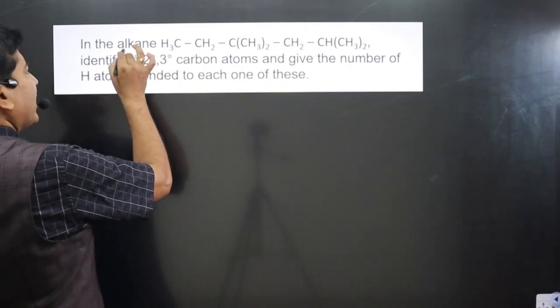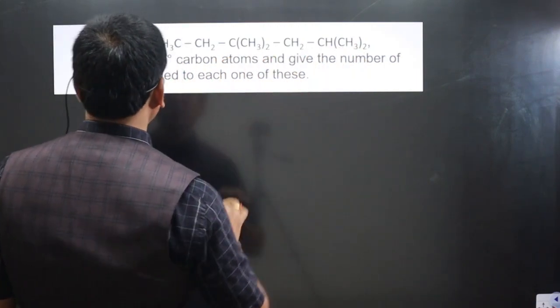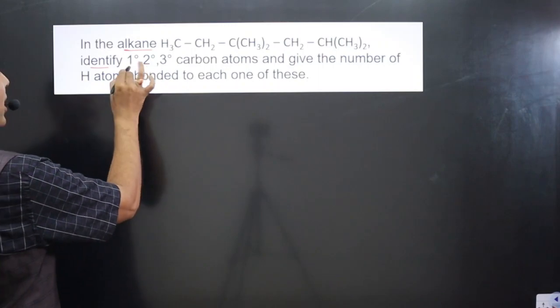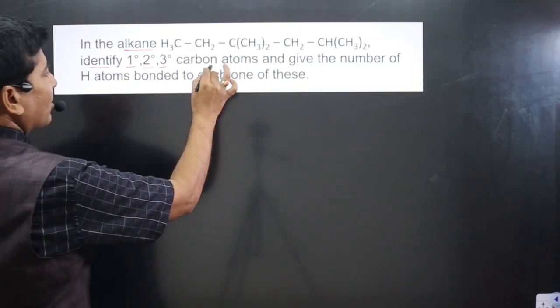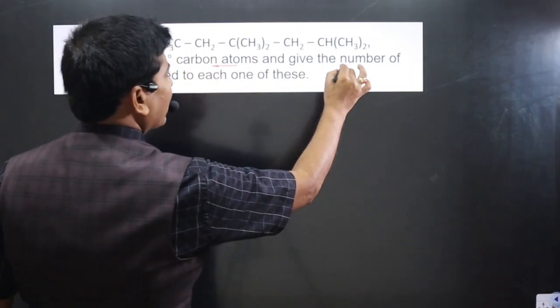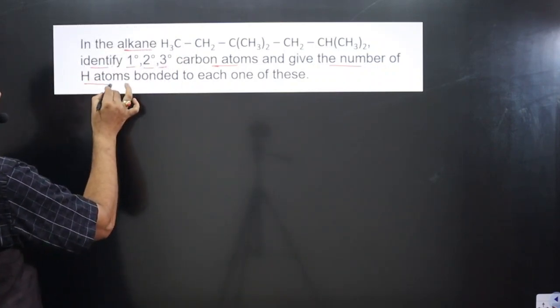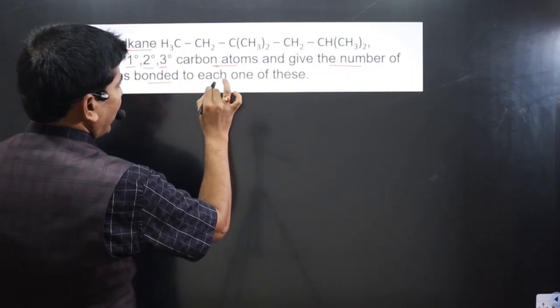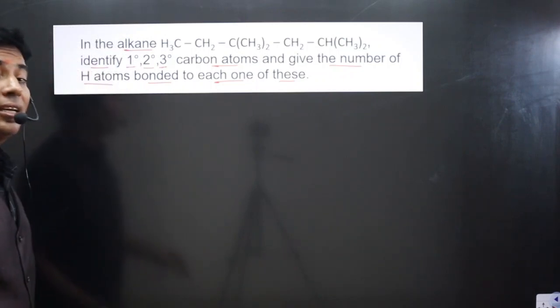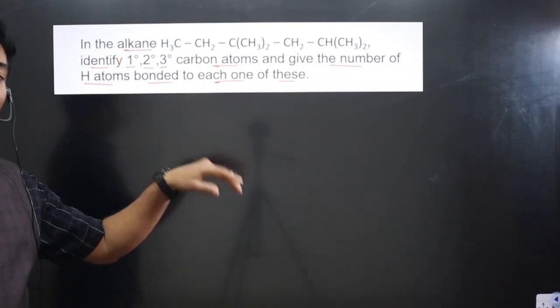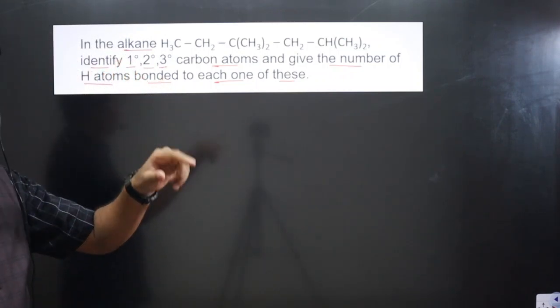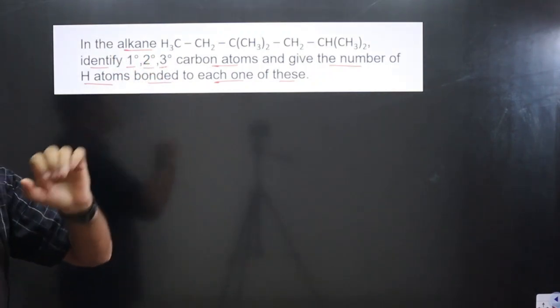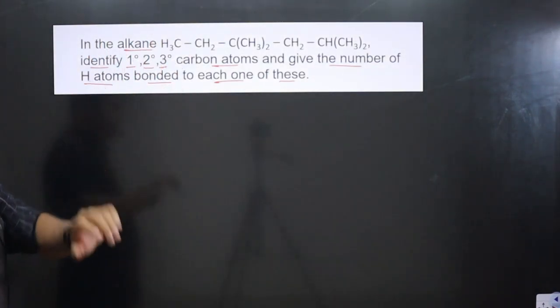The question says, in the alkane, this is the compound given here. Identify primary, secondary, and tertiary carbon atoms and give the number of hydrogen atoms bonded to each one of these. Means in the primary carbon how many hydrogens are attached, secondary carbon has how many hydrogens, and tertiary carbon has how many hydrogens. First of all, we can draw the structure.